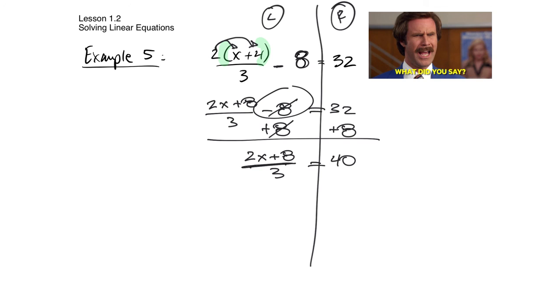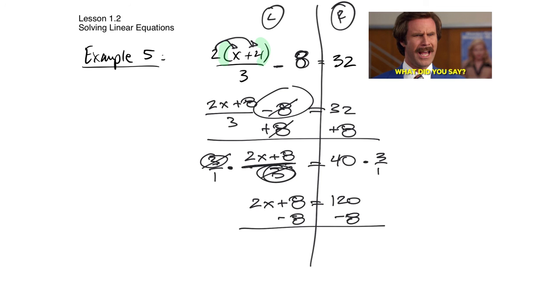I need more. So I'm going to get rid of this. This is divided by 3, so I'm going to multiply it times 3. I'm just going to write 3 over 1 so you can see that I have 3 in the numerator, 3 in the denominator. 3 divided by 3 is 1. So that goes away. Now I have 2x plus 8 equals 40 times 3 is 120. Just trust me.